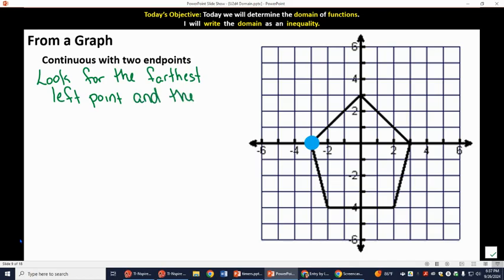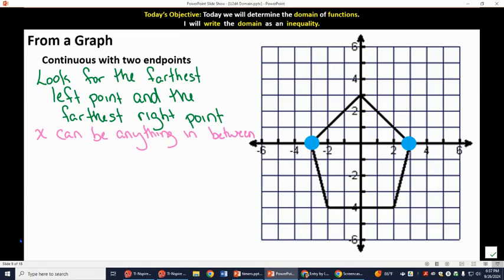Then I'm going to look for the farthest right point. That is going to be over here at +3. The next thing I'm going to notice is that x can be anything in between. If I trace my fingers along the sides of this shape, I can see that I'm going to get x values at anything between -3 and +3.